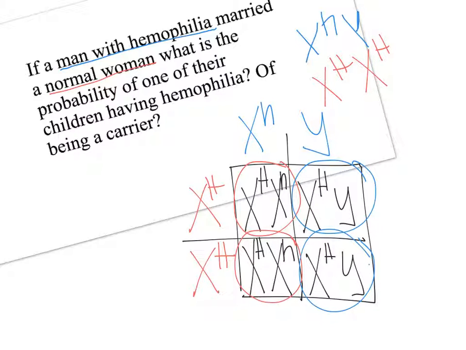However, they could have grandchildren with hemophilia because their daughters are all carriers. It's interesting to note that males cannot pass sex-linked traits onto their sons because they only pass the Y chromosome onto their son.